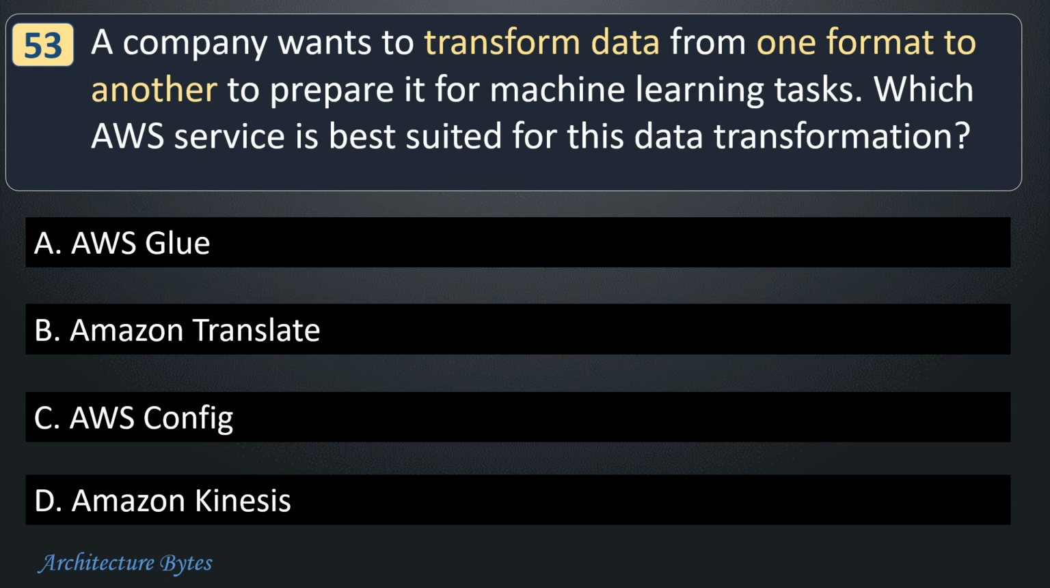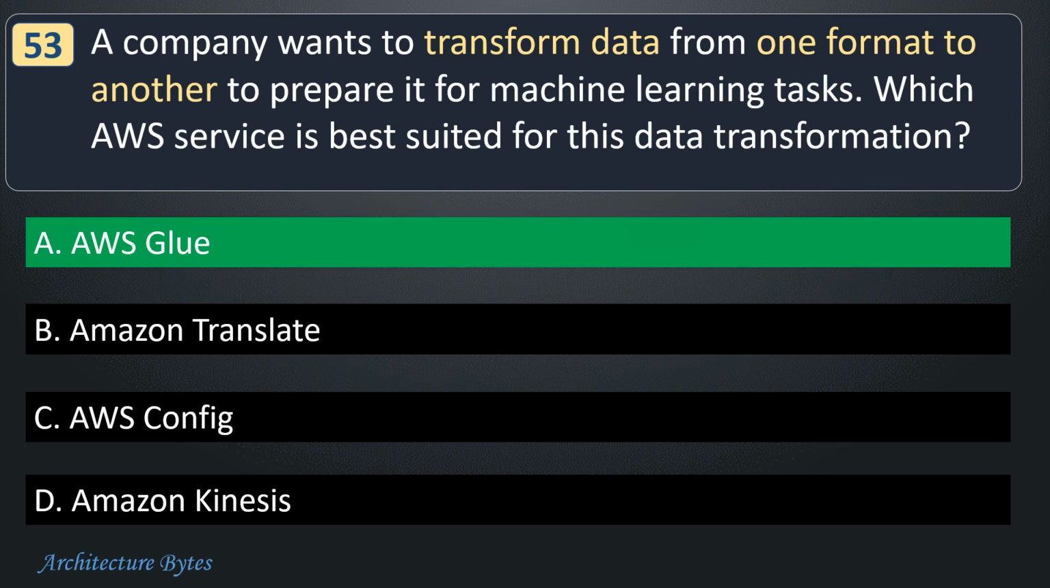A company wants to transform data from one format to another to prepare it for machine learning tasks. Which AWS service is best suited for this data transformation? AWS Glue, Amazon Translate, AWS Config, or Amazon Kinesis?